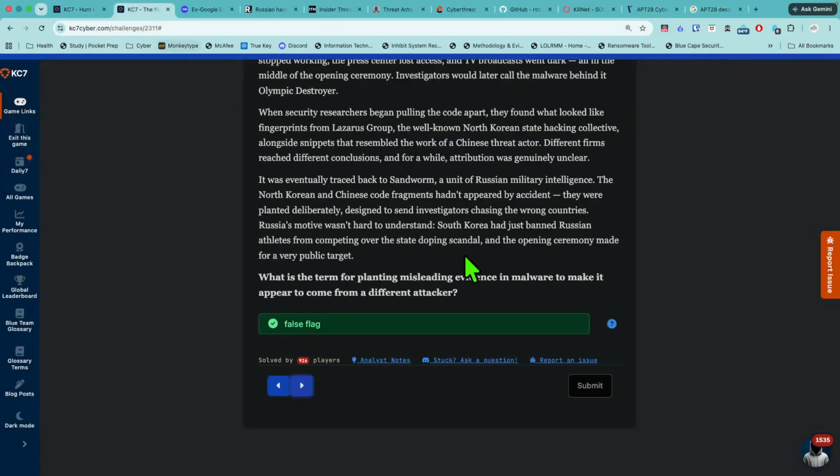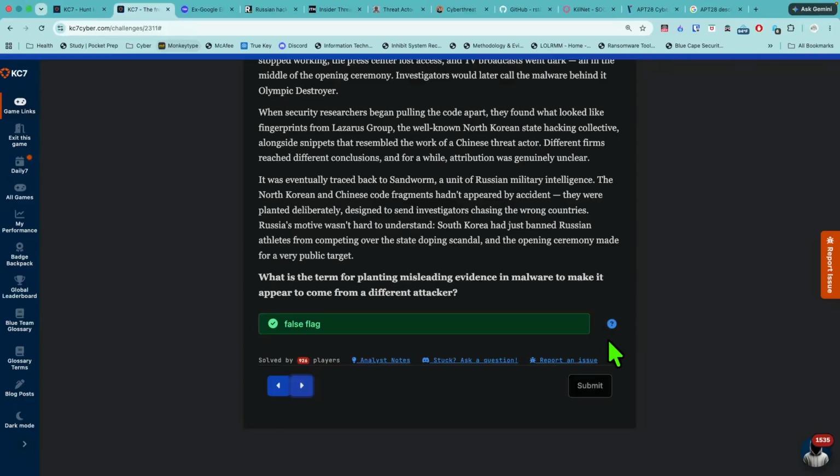Awesome. All right, here we go. It was eventually traced back to Sandworm, a unit of Russian military intelligence. The North Korean and Chinese code fragments hadn't appeared by accident. They were planted deliberately, designed to send investigators chasing the wrong countries. Russia's motive wasn't hard to understand. South Korea had just banned Russian athletes from competing over the state doping scandal, and the opening ceremony made for a very public target. So what is the term for planting misleading evidence in malware to make it appear to come from a different attacker?